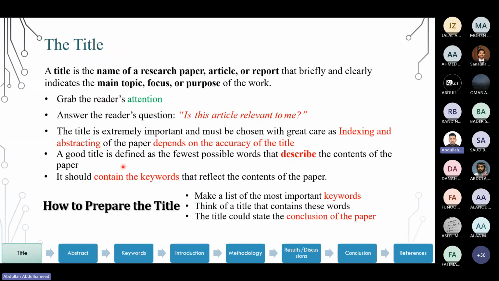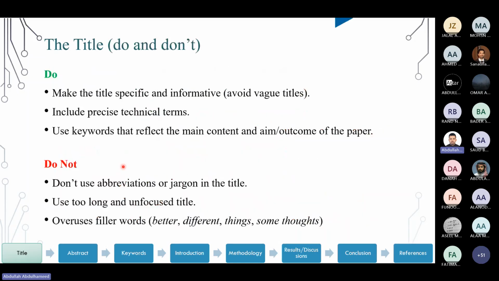Step number 3, the title could state the conclusion of the paper. After your paper, of course, you have a conclusion. For example, you create a device, you fabricate a sensor, you create an algorithm or program or some kind of AI prediction. So when you combine all these keywords together, try to make the title describe the conclusion of your paper. So what is the conclusion? What did you conclude about your paper? So this is also very important. So this is about the title.